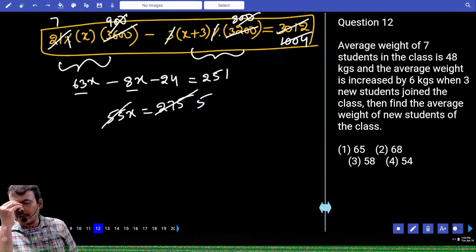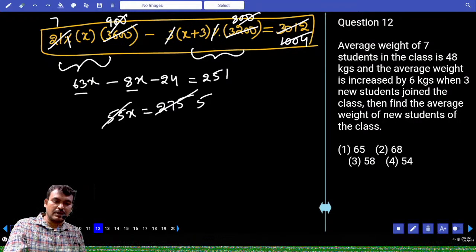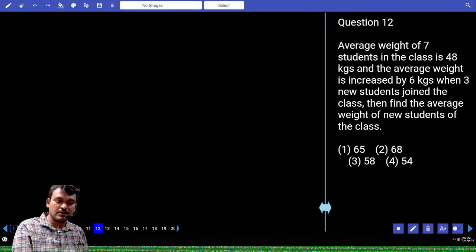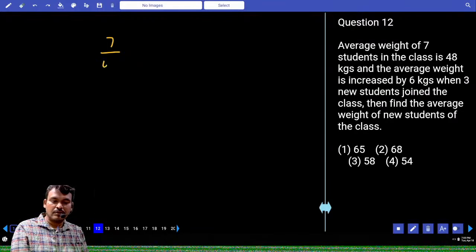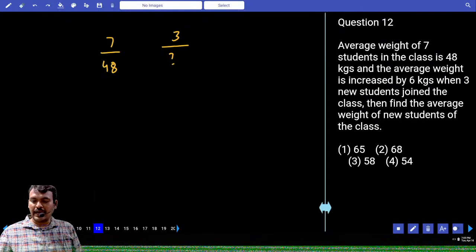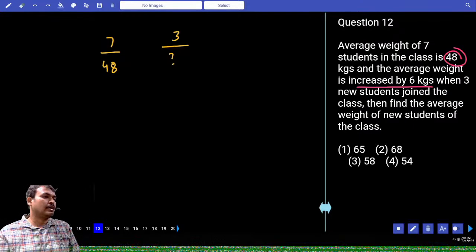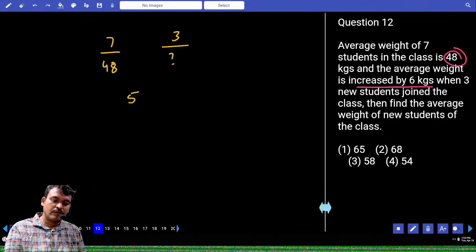Next question number 12. Average weight of 7 students in the class is how much? 48 kgs, and the average weight is increased by 6 kgs when 3 new students joined the class. Then find the average weight of the new students of the class. Initially how many students? 7 students. What is the average? 48. Again how many students joined? 3 students. We don't know the 3 students average, but after adding 3 students, the average increased by 6 kgs, or increased to 6 kgs? Increased by 6 kgs. Already average 48. Increased by 6 means new average 54.